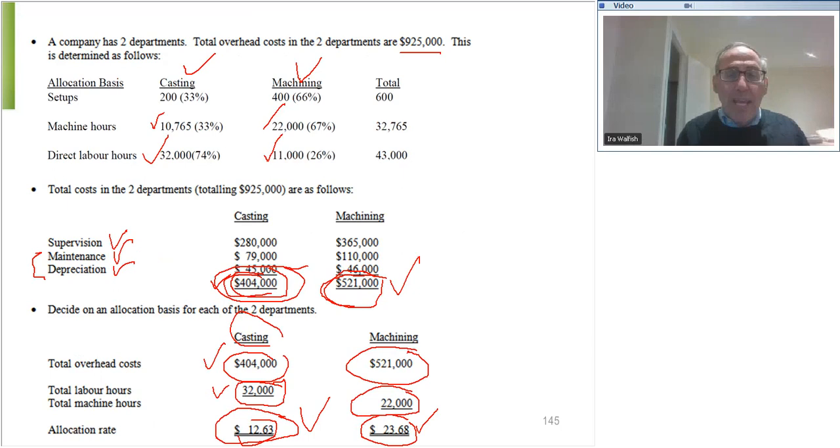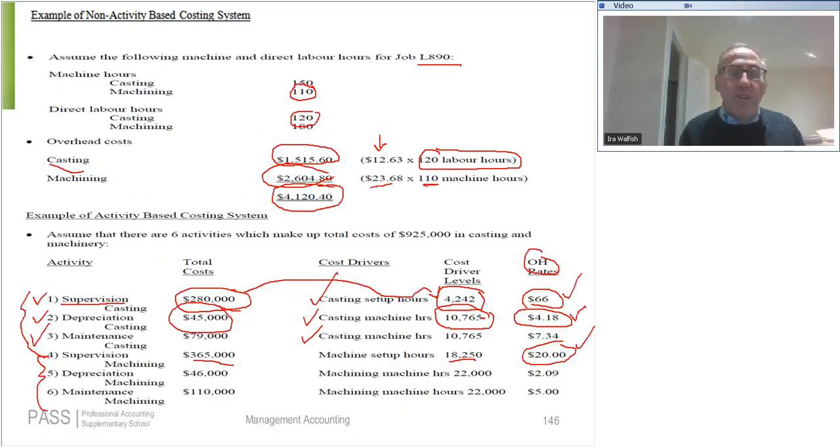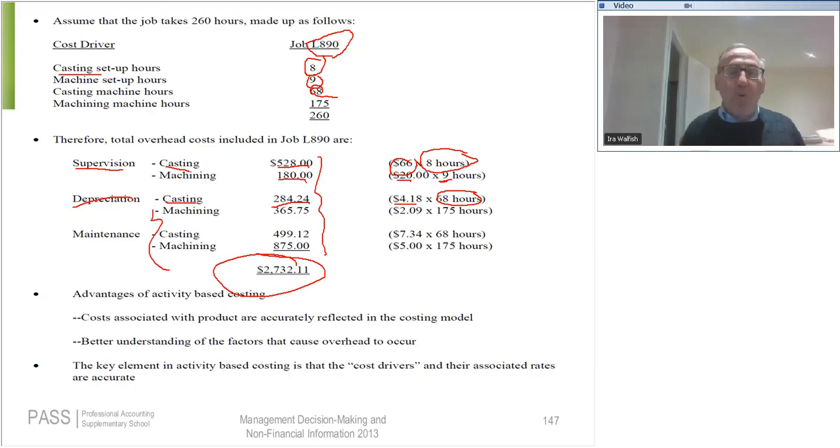In the other example of the machining department, I'm using machine hours to allocate all of my overhead costs, although machine hours may have nothing to do with supervision. So it's much more arbitrary than activity-based costing, where I logically ask myself, what is driving the cost of each activity? And it gives us a much, much better understanding of the factors that cause the overhead to occur.